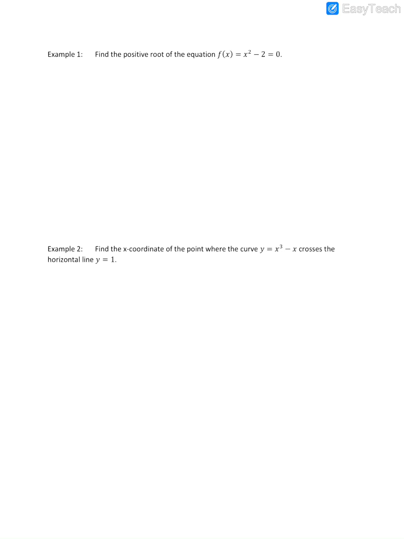All right, so let's look at the first example. Find the positive root of the equation x squared minus 2 equals 0. So when you look at this equation, really we're finding x squared equals 2. So x equals positive or negative radical 2.